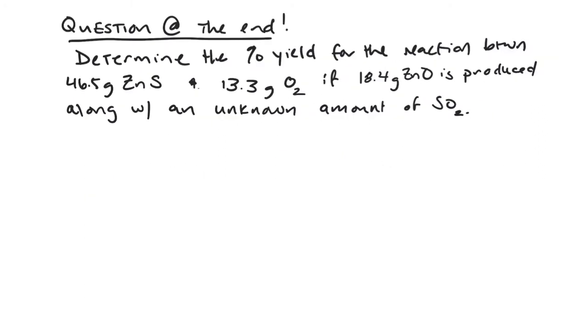All right, so your turn. Let's try this one. It's a question at the end of the video. So try it, bring it with you to class on Monday or Tuesday. I want you to determine the percent yield for the reaction between, if I take 46.5 grams of zinc sulfide and I react it with 13.3 grams of oxygen, and at the end I isolate 18.4 grams of zinc oxide, and I produce an unknown amount of SO2. So my goal is to calculate the percent yield. Think about the steps required to do that, give it a try, and we'll see you next time.